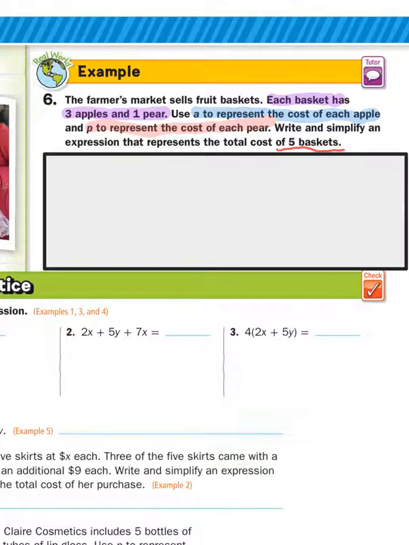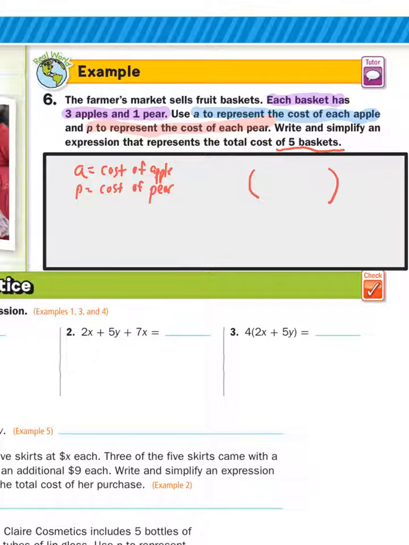All right, now watch how I set this up. Now the key is, remember, A is the cost of an apple. I'm going to write that down. And P is the cost of a pear. Okay, so I'm going to start by figuring out what is in each basket. Now, I'm going to use parentheses to represent my basket. All right, now up here in purple, I have highlighted each basket has 3 apples and 1 pear.